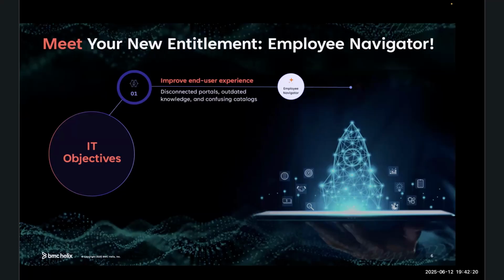This agent is purpose-built to address the top challenge that we've been talking about: making it easier, faster, and more intuitive for employees to get the help that they need. Whether it's IT support, HR-related questions, or even service requests, Employee Navigator lets users ask in natural language and get answers or take actions instantly. There are no portals, no ticket chases, just one simple experience powered by AI.